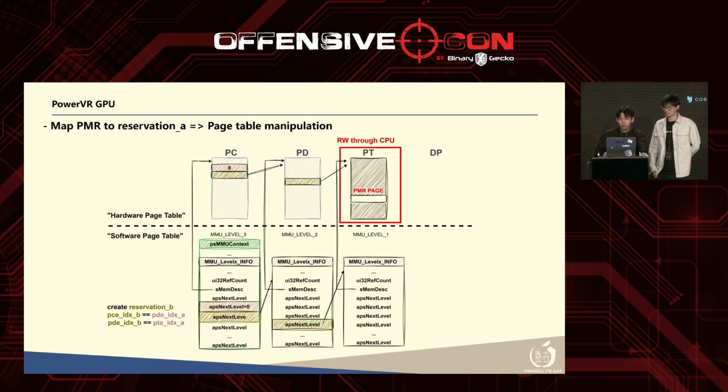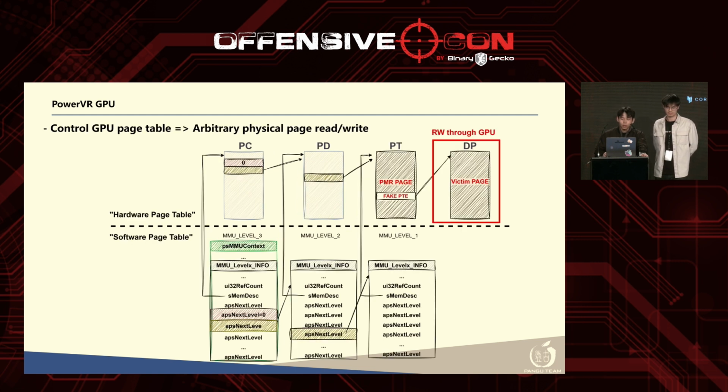At this point, PT is a page table residing in a PMR page, which means we can modify the hardware page table from the CPU side. Now we can forge a PT entry. The full mapping is set. We can access the physical pages from the GPU side. Thus, we achieve arbitrary physical page read-write access.